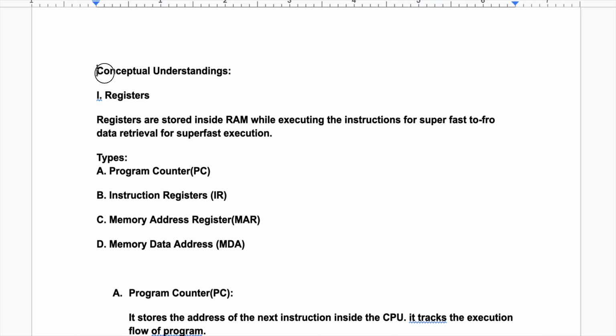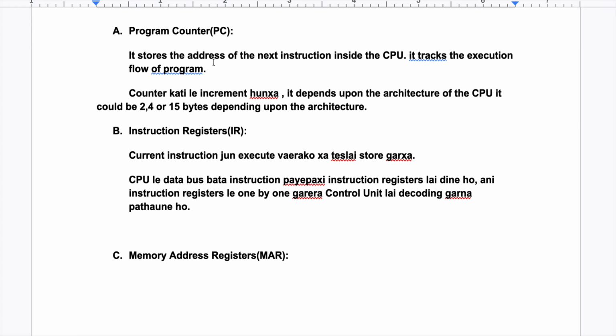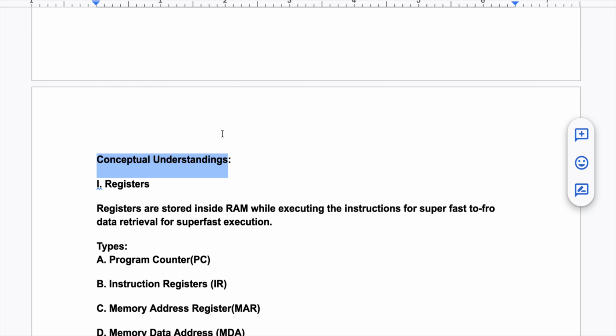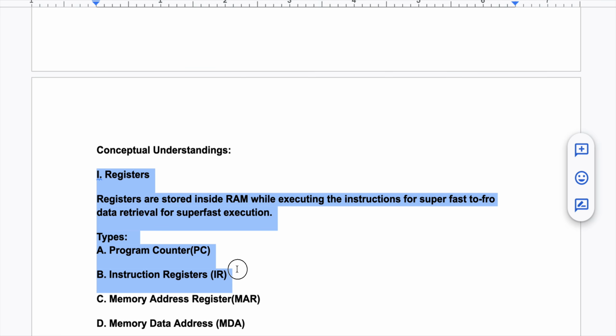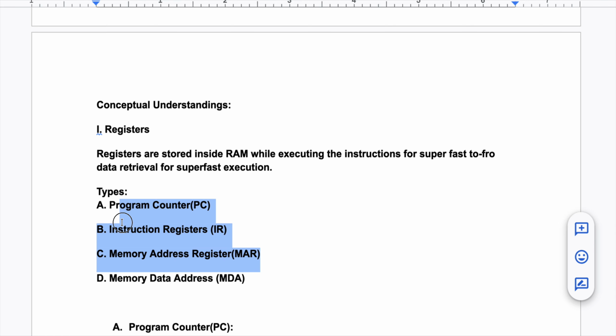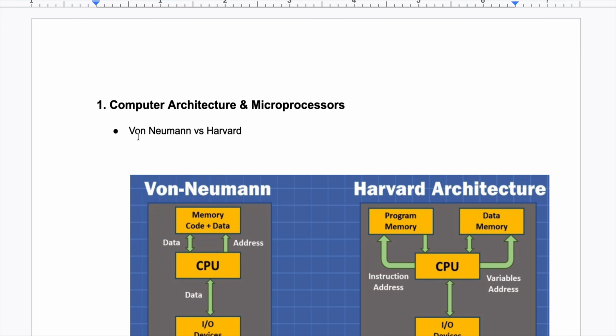So for conceptual understanding, in another video I will try to discuss the registers in more detail: the program counter, instruction register, memory address register, and memory data register. For now, von Neumann and Harvard architecture is sufficient, I guess.